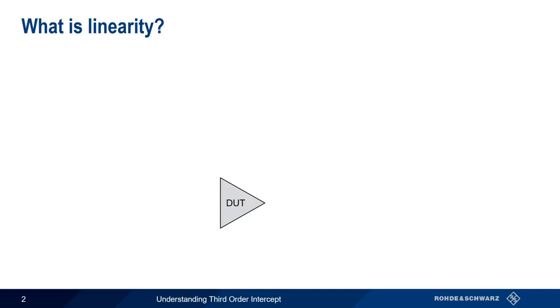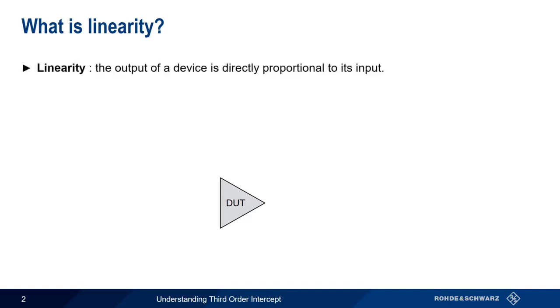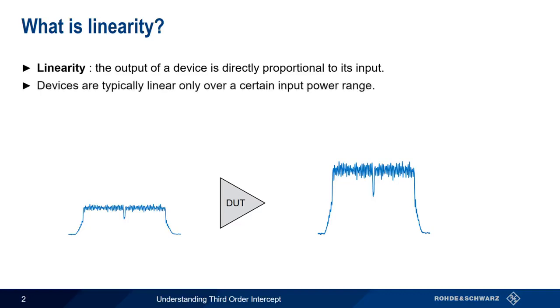Let's start by defining something called linearity. In the radio frequency world, linearity refers to the property of a device where the output of that device is directly proportional to the input. In other words, what comes out of a device is essentially a copy of what went into that device, although the output may be linearly scaled. Most devices are more or less linear over a certain input power range, but once we exceed a given input power level, the device becomes nonlinear.